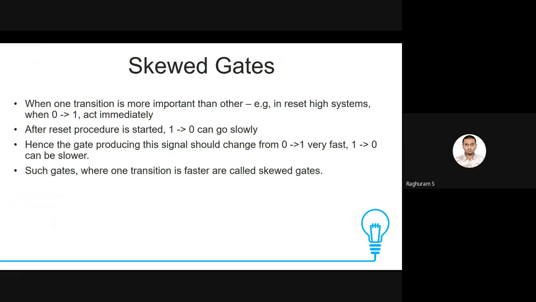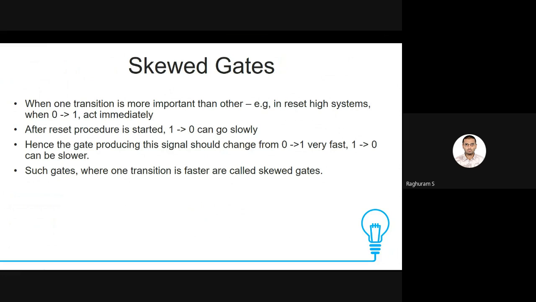So reset signal is a typical case of an emergency. So whenever you see a reset signal, you should act very fast. So that is why it is very important to generate the signal also quickly. But on the other hand, once the signal has been generated and some action has been taken, then for the signal to go from 1 to 0 doesn't have to be so fast, because the action has already been taken. The system has been saved. We are not going to burn the CPU. So then it can slowly transition back from 1 to 0. So this is a typical example of a skewed gate.